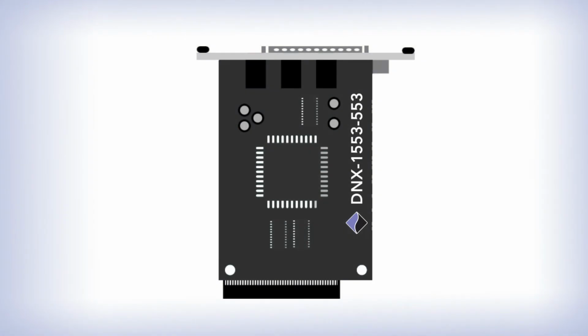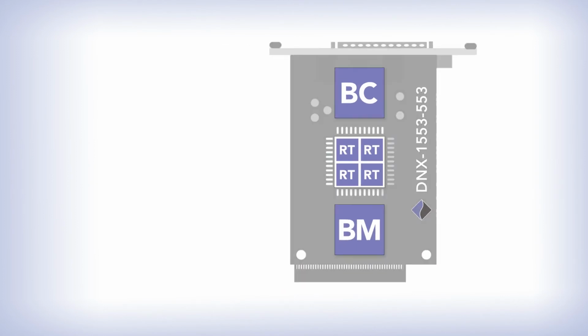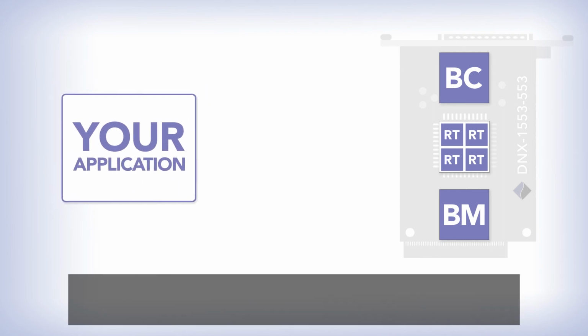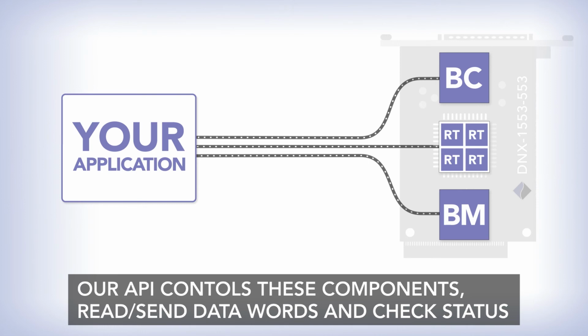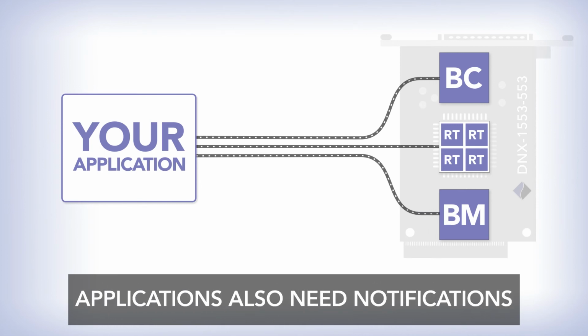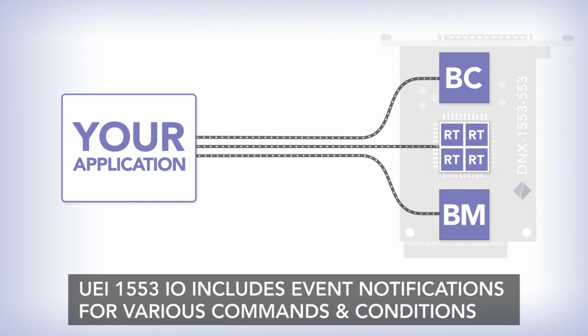UEI's 1553 I/O board emulates a bus controller, any or all RTSAs, and a bus monitor. Through our API, you can control these components, read and send data words, and even check status. Sometimes an application needs to be notified of something happening rather than checking for it. To accomplish this, we've implemented event notifications for the following commands and conditions.